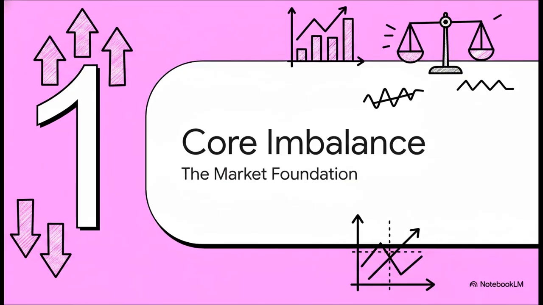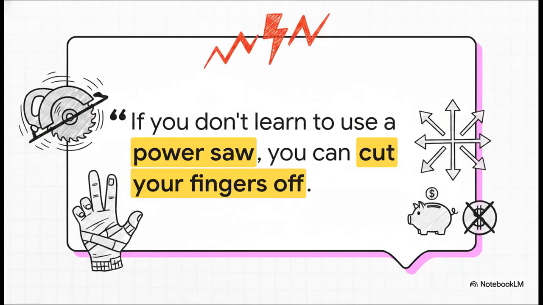Part 1. The core market imbalance. Let's start right at the absolute foundation and understand why price actually moves in the first place. I absolutely love this analogy from the Set and Forget Trading Academy. A power saw has many advantages. However, if you don't learn how to use a power saw, you can cut your fingers off. It perfectly hits the nail on the head.